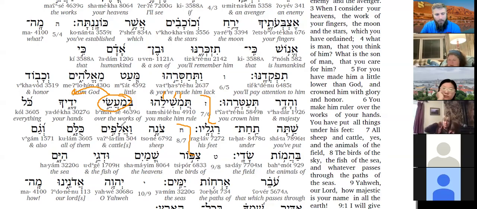And put him in charge of his creation. Put man in charge of God's creation. Kol shata tachat raglav.